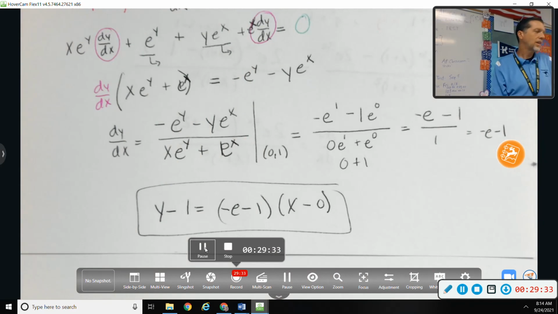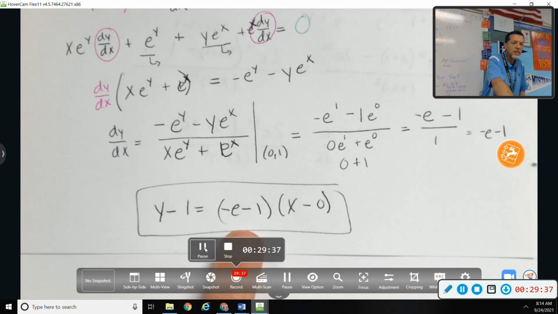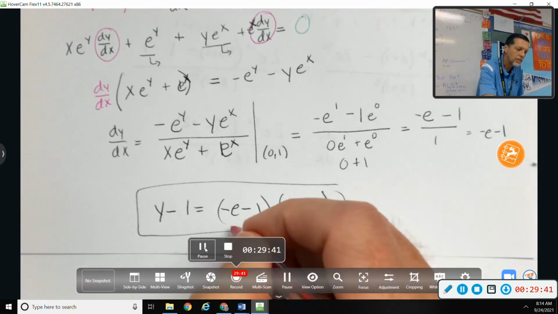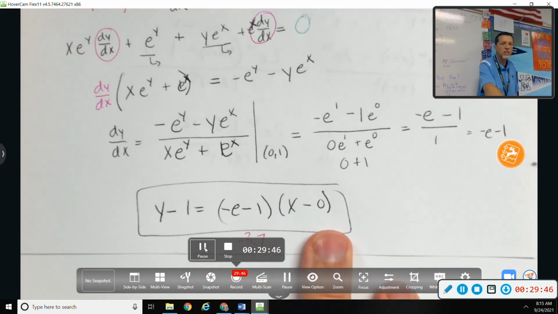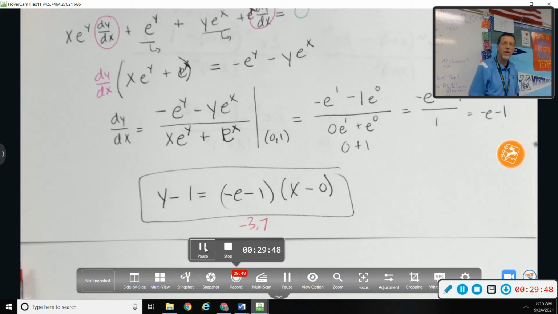So you can have a slope that has e in it? Sure, because e is weird, but that's still just a number. Negative 2.7 minus 1 is negative 3.7-ish. Yes, we're okay with that as a slope. We would not be okay with e to the x or e to the y as a slope. We need to plug it in and get a value for it.